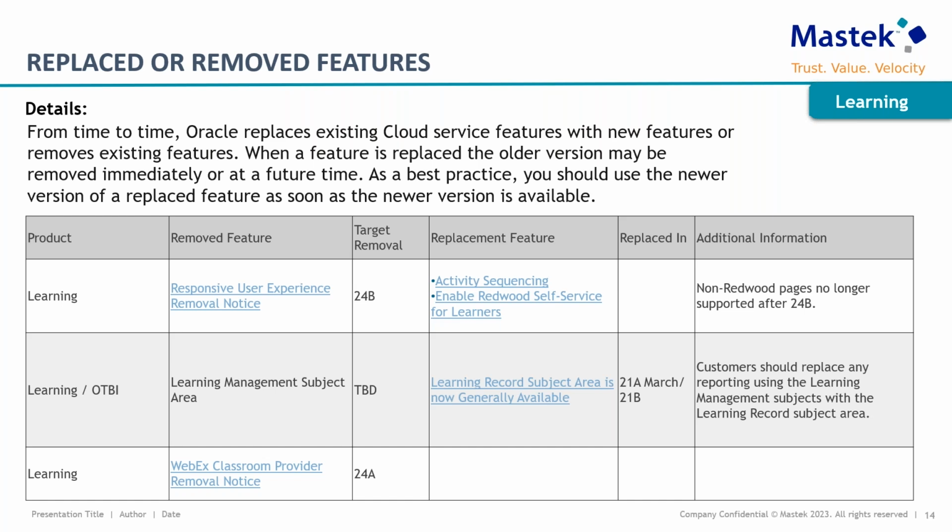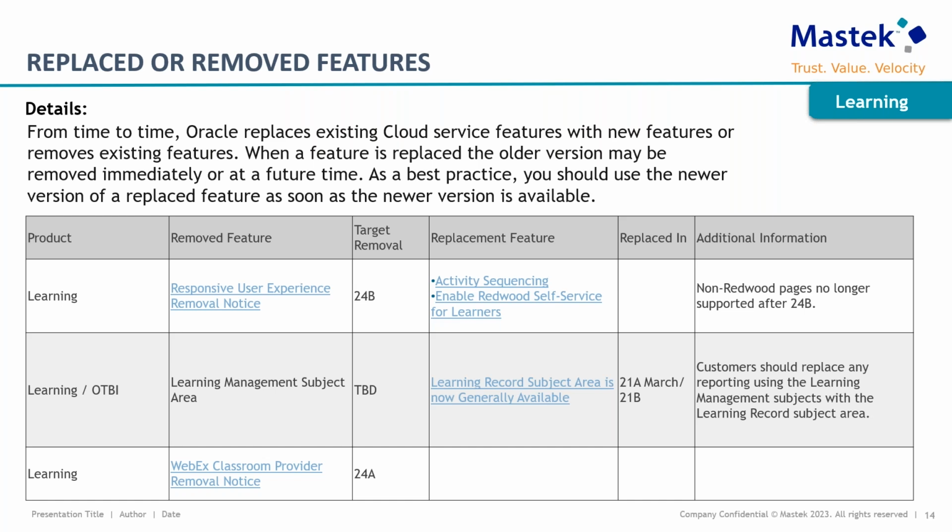The last one is the replaced or removed features in Oracle Learning Cloud. So with every update, Oracle gives us the list which will not be supported from Oracle in this module. So for the learning, responsive pages in learning module will not be supported after 24B. This would be replaced with the Redwood learning page. The pages for the responsive would still be available to use, but Oracle would not help you out with the errors if you face any on the responsive pages, and would encourage you to use the Redwood UI, which is flexible, fast, and easy to navigate.